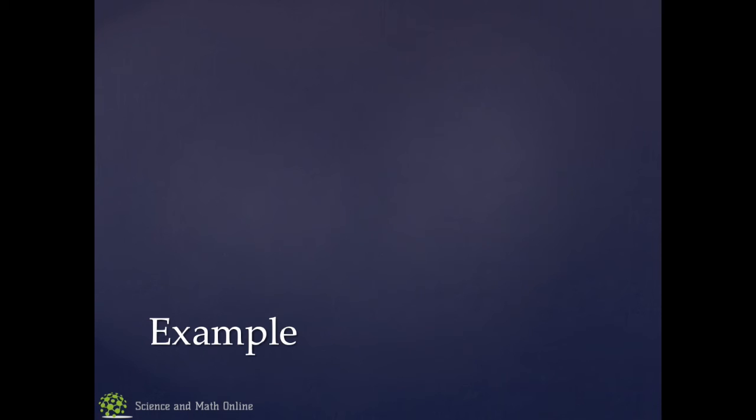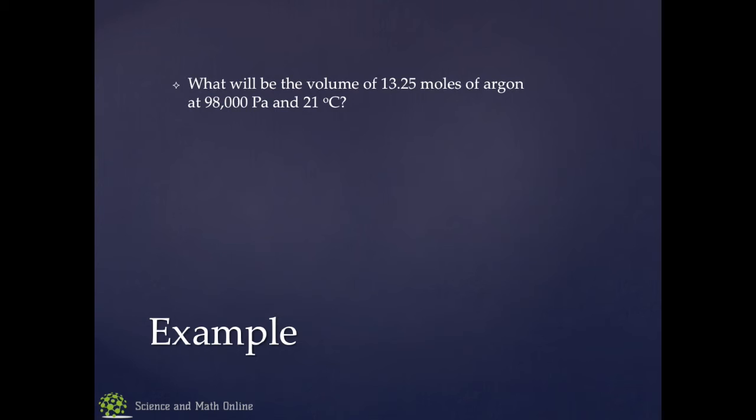All right, so let's look at how this looks as an example. What will the volume of 13.25 moles of argon be at 98,000 pascals and 21 degrees C? The easiest way to spot that a question is an ideal gas law question is, first of all, it gives you three different variables: moles, pressure, temperature, and then it's asking for volume. The other big clue is that there's no change. We're not changing moles, pressure, temperature, or volume. That means we're using the ideal gas law.